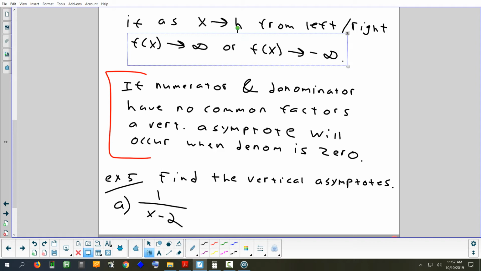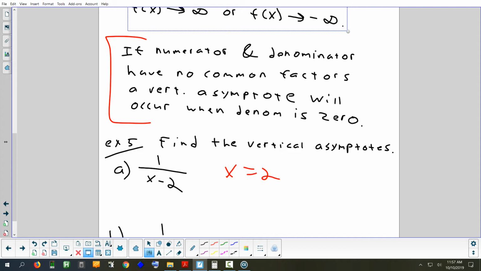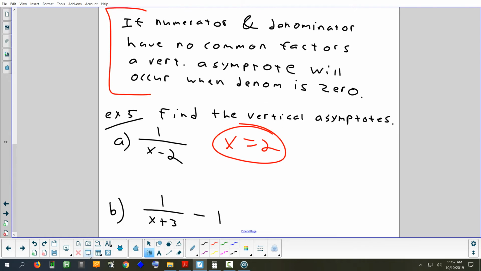Okay. So remember, vertical asymptote is always x equals a number, horizontal, y equals. What's your vertical asymptote here? 2. Yep. So as you approach 2, all of a sudden your graph is going to curve very sharply. What's your vertical asymptote here? 3.